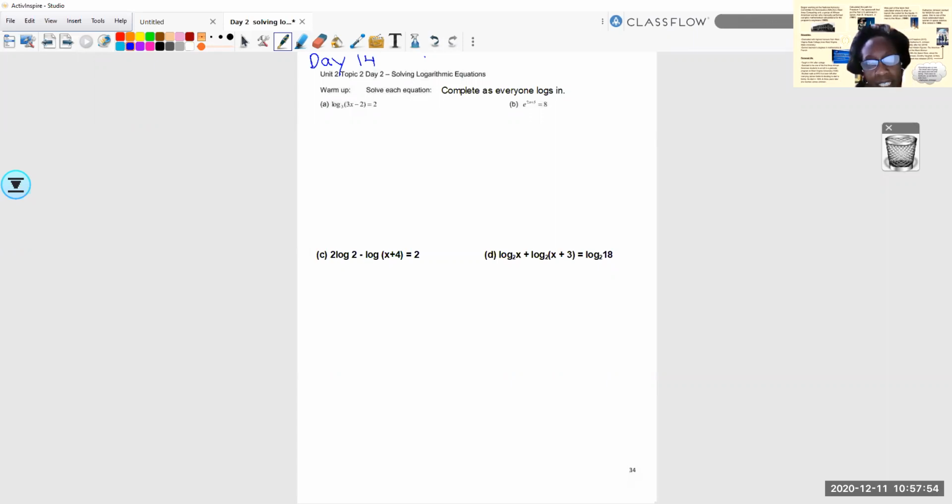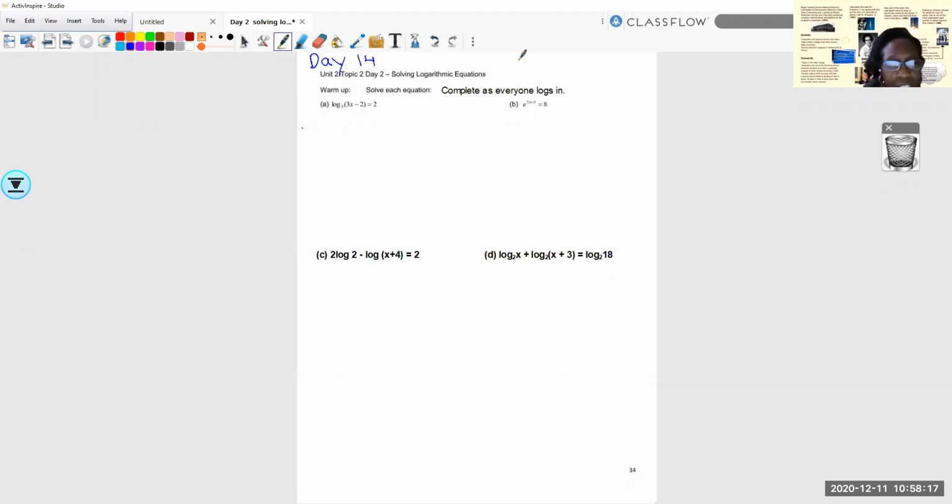We are in day 14, aka Unit 2, Topic 2, Solving Logarithmic Equations. Again, this is a little bit of a higher level where we're using properties and all of our algebra concepts, factoring, depending on what type of equation is left over after we follow our regimen. All right, let's look at A.